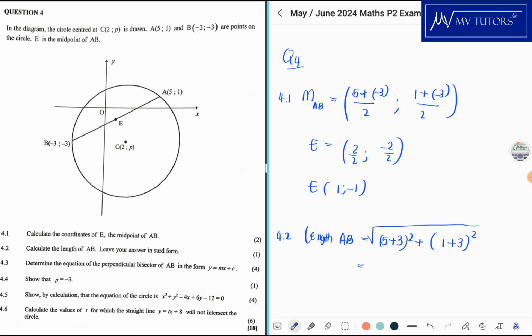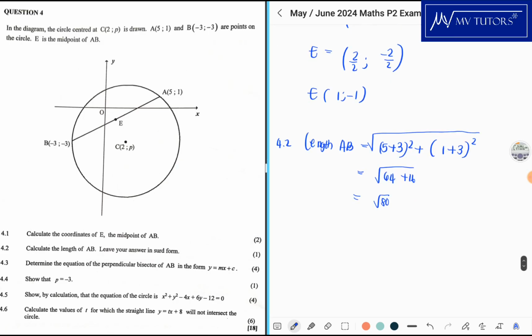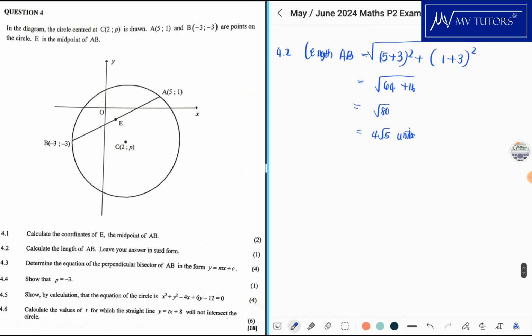So 5 plus 3 is 8. And 8 squared is simply 64. 1 plus 3 is 4 squared, that is 16. Okay, 64 plus 16, that's root 80. So we can leave it like this, but I'd prefer we just check in the calculator. Yeah, I think 4 root 5 works best. Okay. It's 4 root 5 units. Yeah, they don't tell us if it's meters, centimeters, or whatever. Alright, that's just 1 mark. So they didn't really want you to waste time. They want you to just put everything into the calculator.